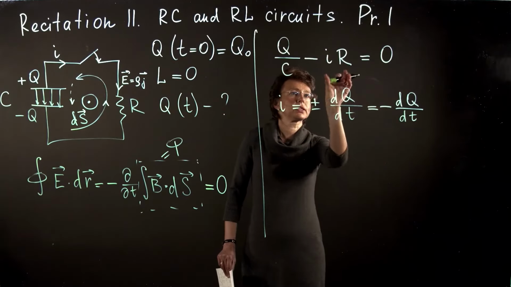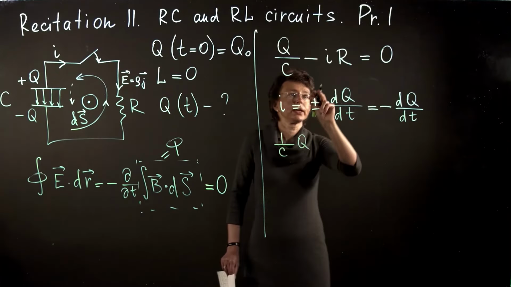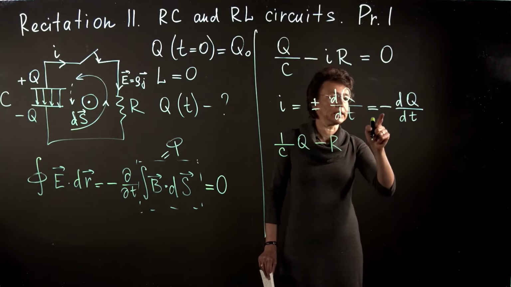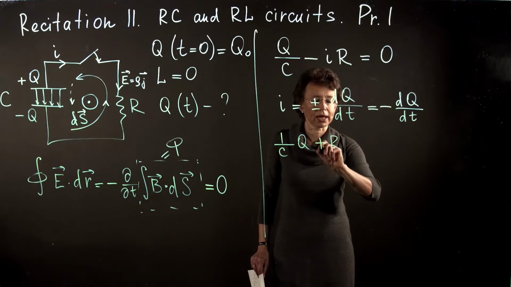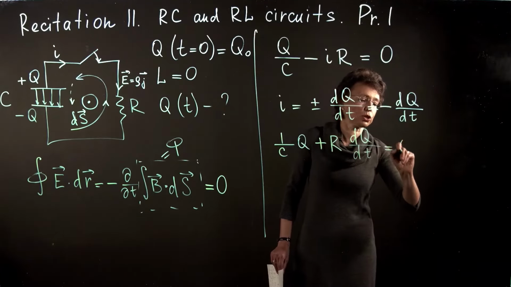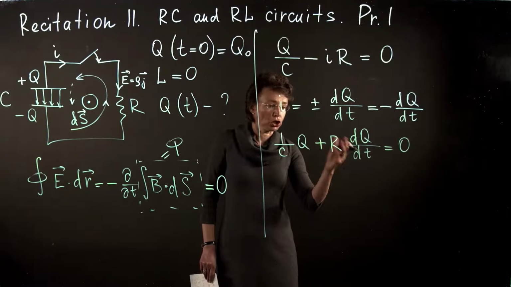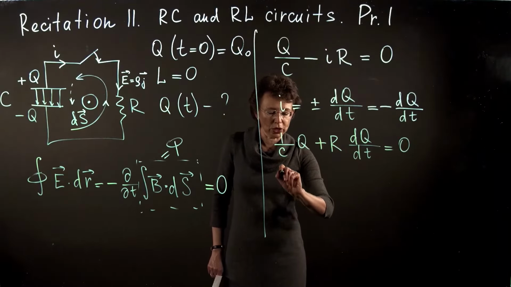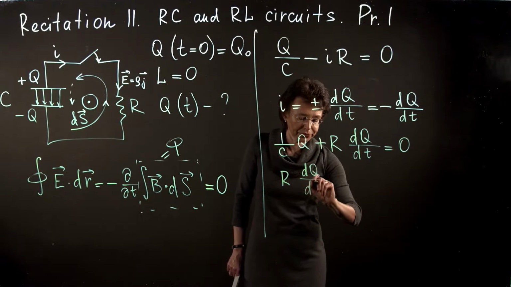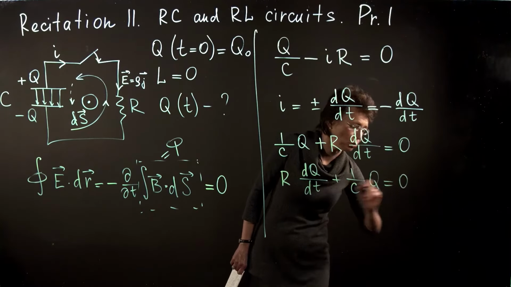Now we bring this into our equation. What do I have? I have 1 over C times Q minus R times the current, which is minus dq dt, so minus and minus gives plus R dq dt, and this is equal to 0. Now we have one equation and one unknown variable, Q. So let me rewrite this equation this way: R dq dt plus 1 over C Q is equal to 0.